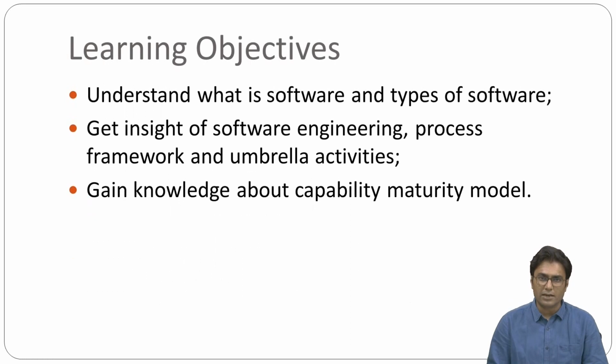Then let's start with learning objectives. So the objective of the chapter is to introduce concept of software engineering and related terms. When you will learn this chapter, then you will be able to understand what is software and types of software. Then you will get insight of software engineering, then actually process related to framework and umbrella activities, and also you will gain knowledge about capability maturity model.